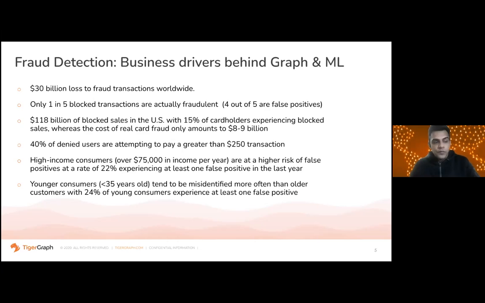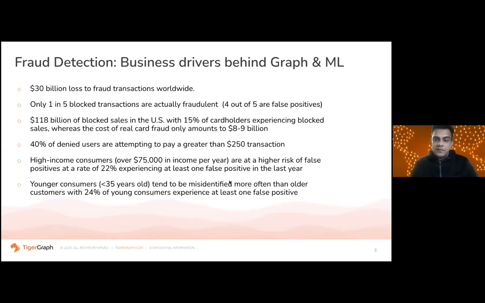40% of the users flagged as false positives were trying to pay more than $250, so your margins are impacted. On the demographic side, people earning more than $75,000 and less than 35 years of age are at high risk of being flagged as false positives. So customer experience, the lifetime value of a customer, and his experience on your platform are all impacted by these kinds of activities. This is where graph reduces your false positives and increases your rate of fraud detection.